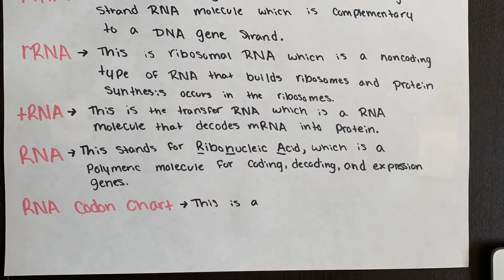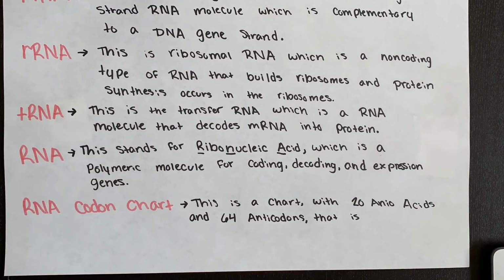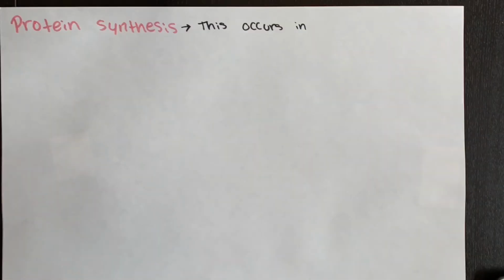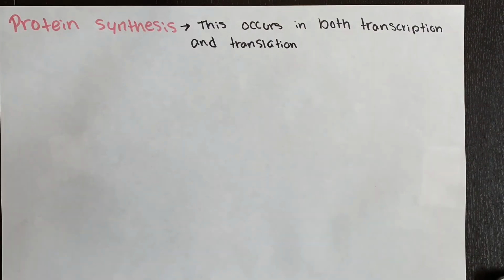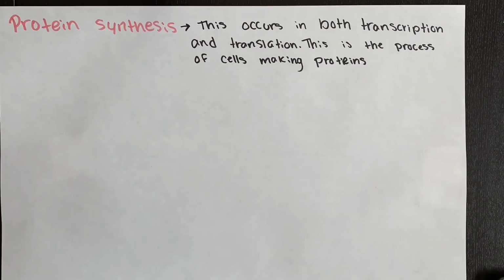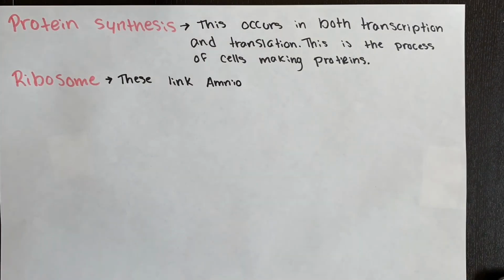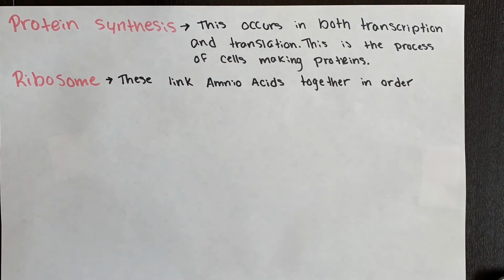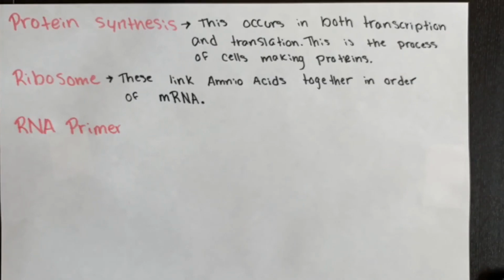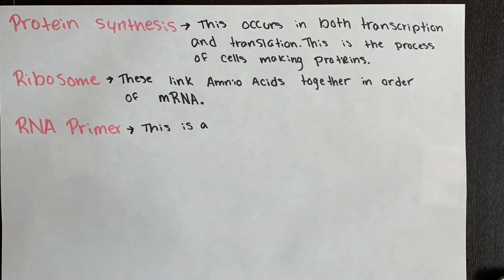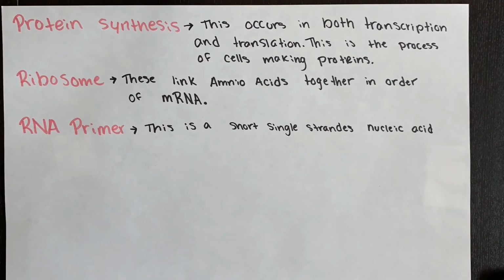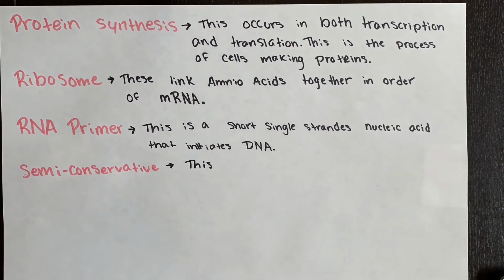RNA codon chart. This is a chart with 20 amino acids and 64 codons that is used to build a polypeptide chain. Protein synthesis. This occurs in both transcription and translation. This is the process of cells making proteins. Ribosome. These link amino acids together in order of the mRNA. RNA primer. This is a short single-stranded nucleic acid that initiates DNA synthesis.